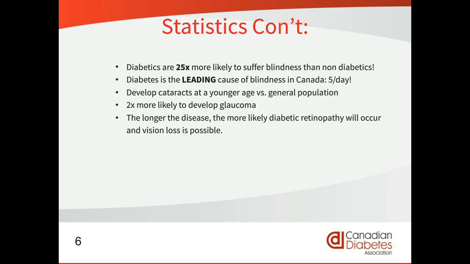Diabetes damage to the eye is actually the leading cause of blindness, and the best estimates are that every day we have about 5 people going blind in Canada from diabetic eye damage. Again, I'm emphasizing that's 5 unnecessary cases of blindness. If you're diabetic, you're more likely to develop a cataract at a younger age than a non-diabetic. You're twice as likely to develop glaucoma as well, which is another sight-threatening disease. The bottom line is the longer you have diabetes, the more likely you're going to have eye damage and potential vision changes all the way up to vision loss, and that's what we're trying to prevent.